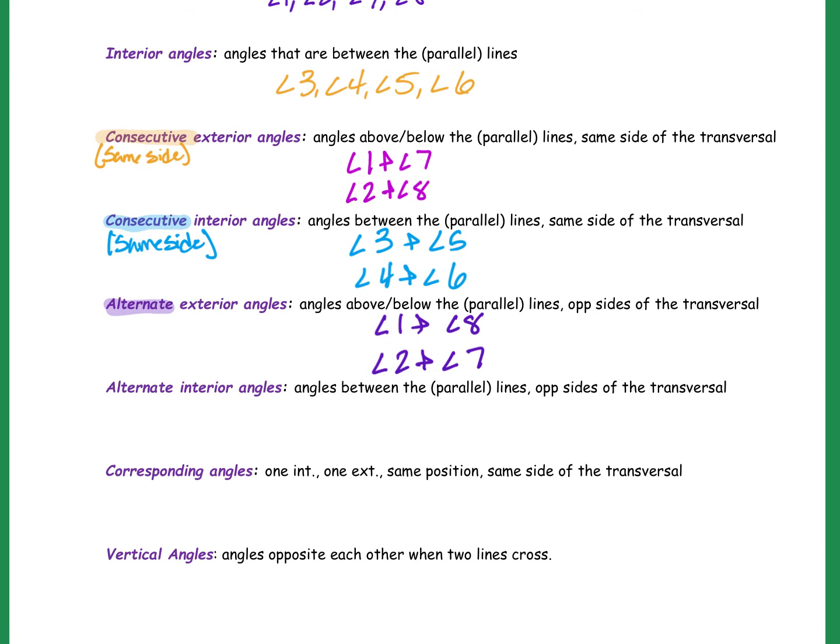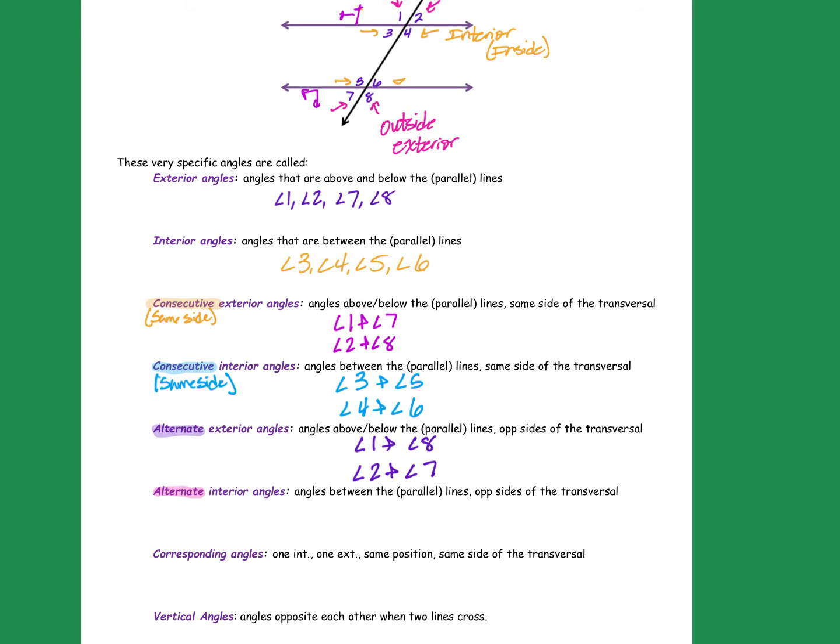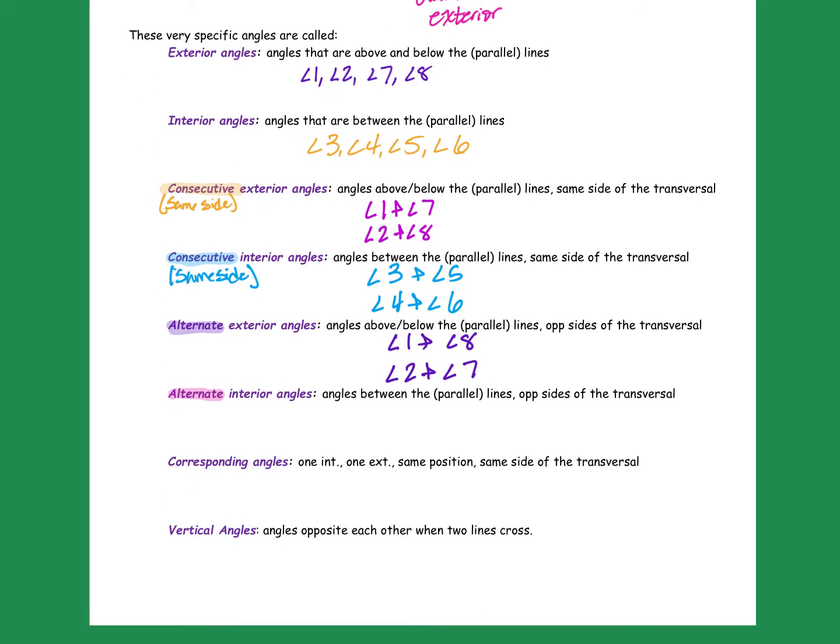Okay, now we're doing the same thing, except now it's alternate interior angles. So would it be 4 and 5? Uh-huh. And 3 and 6? Very good. 4 and 5 and 3 and 6. Angle 3 and angle 6 and angle 4 and angle 5. Beautiful.